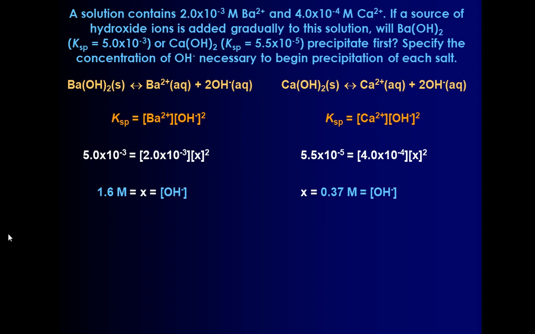That being much smaller than the hydroxide that you would need to precipitate the barium hydroxide means that calcium hydroxide would precipitate before the barium.